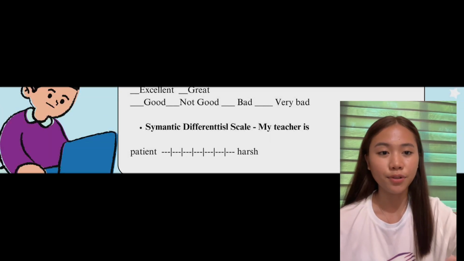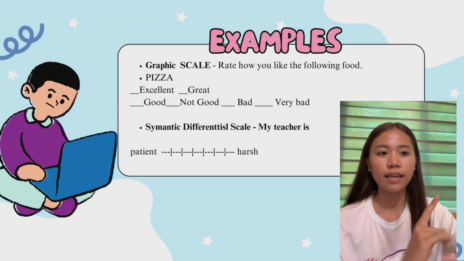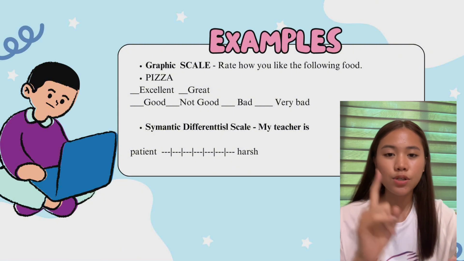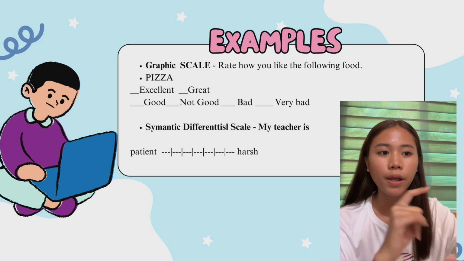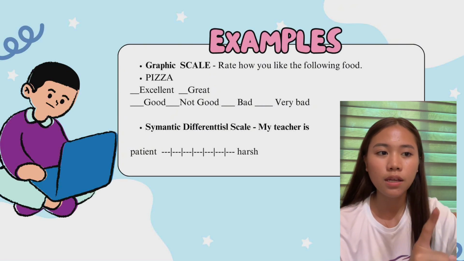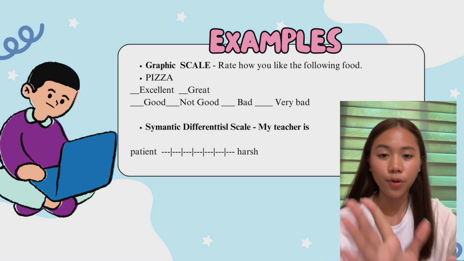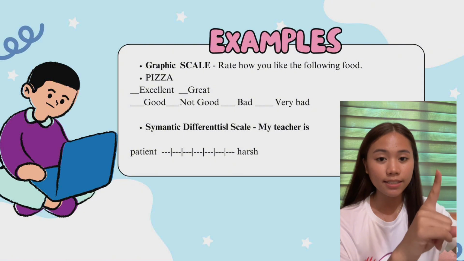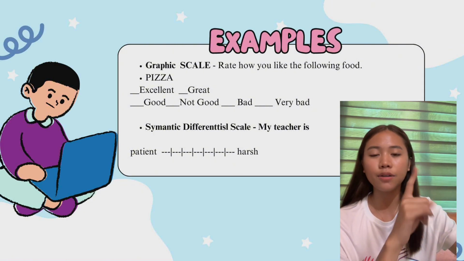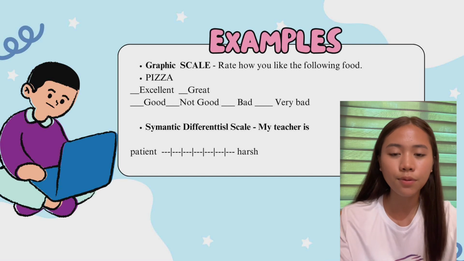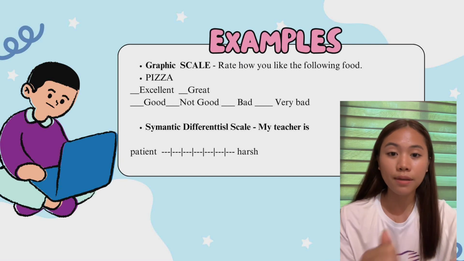So an example for that is this. Like pizza. There's a graphic picture of the pizza and you're gonna rate how good the food is for you. The choices would be excellent, good, great, not good, bad, or very bad. So that is how you use the graphic scales.